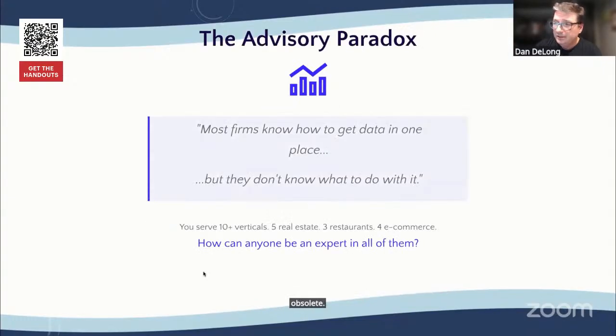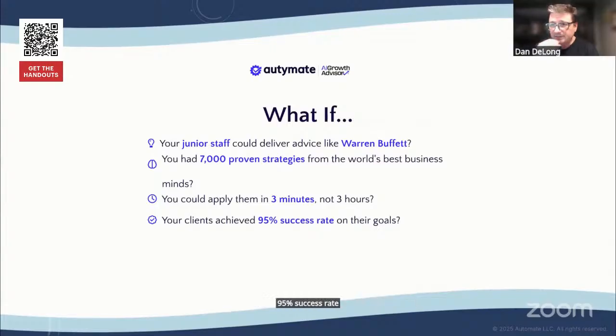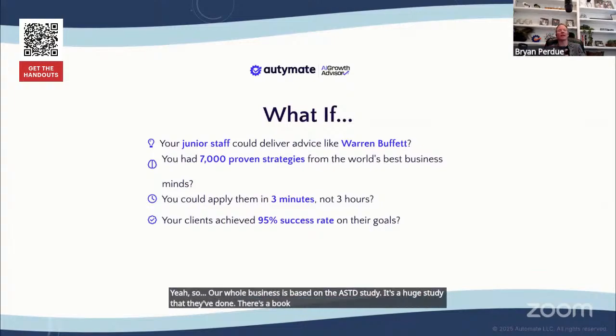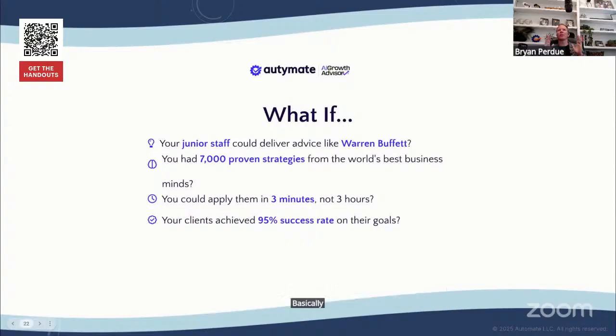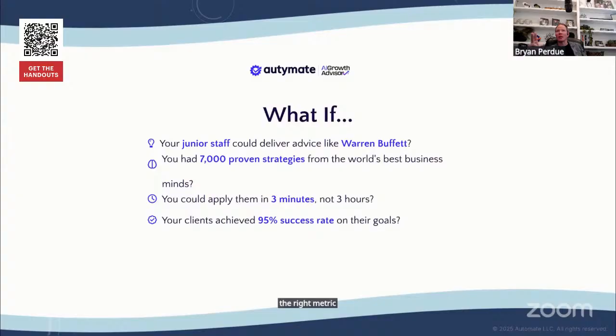Bryan, I want to mention the 95% success rate. Talk a little bit about that. Our whole business is based on the ASTD study. It's a huge study that they've done. There's a book about it. It's an academic book. But basically, if you sum this giant book down, it makes so much sense: if you have the right strategy, the right metric to guide that strategy, and the right accountability, you're going to be 95% more likely to hit your goal. And so if Dan's business is making cash, but it has profitability issues, well, the issue might be they're spending too much money.